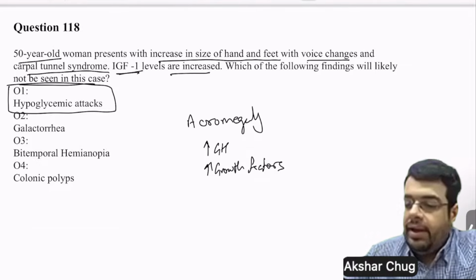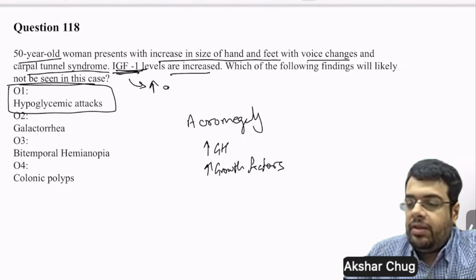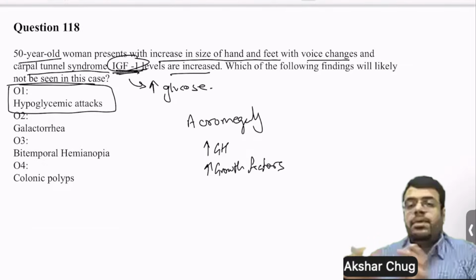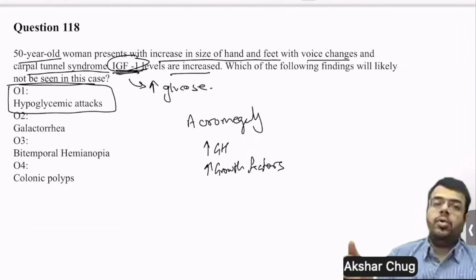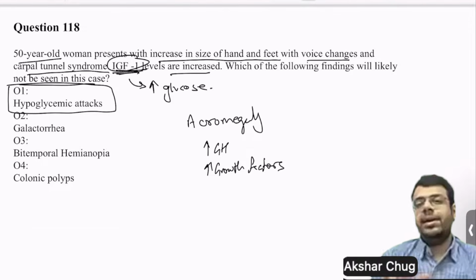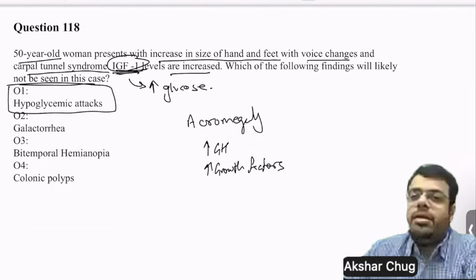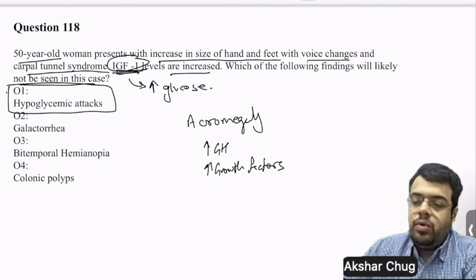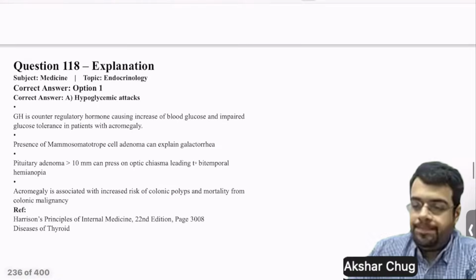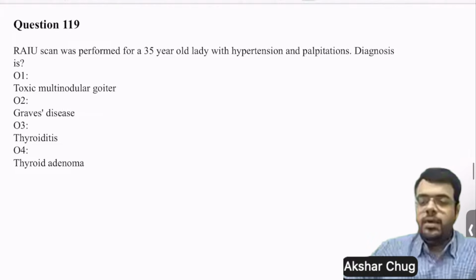and insulin-like growth factor would also promote an increase in blood glucose. So don't get misled by the name insulin-like growth factor. It actually does not work like insulin. It does not reduce the blood glucose. Instead, it increases the blood glucose. The answer over here would be hypoglycemic attacks. Question 119.